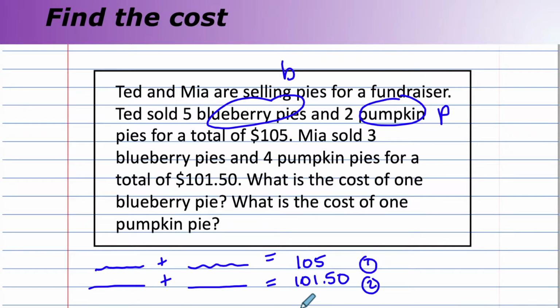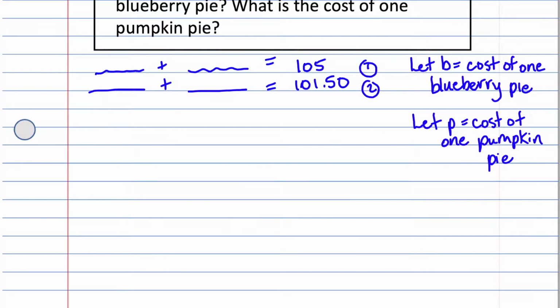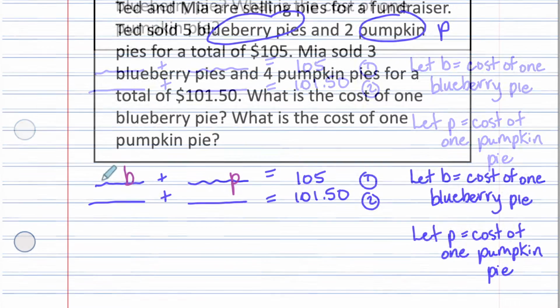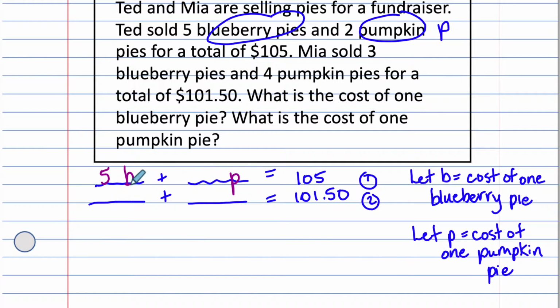Let's set up a let statement. We can call B the cost of 1 blueberry pie and P the cost of 1 pumpkin pie. We have 5 blueberry pies and 2 pumpkin pies equals 105. But also 3 blueberry pies and 4 pumpkin pies is $101.50. Let's solve.